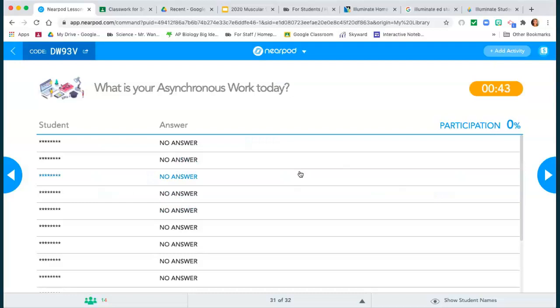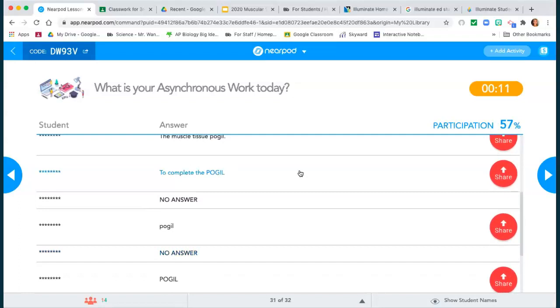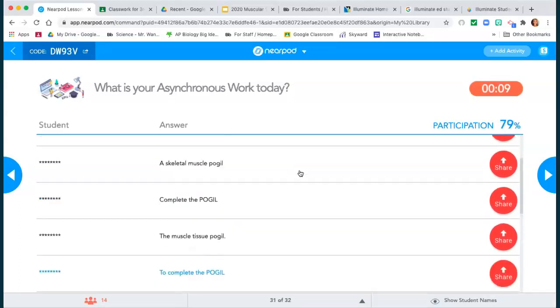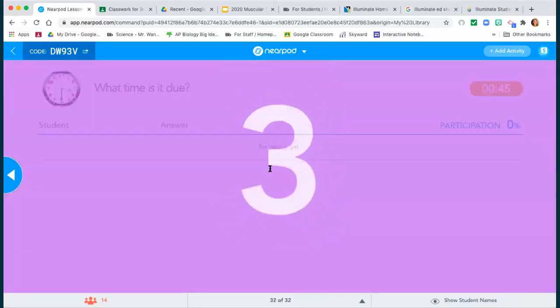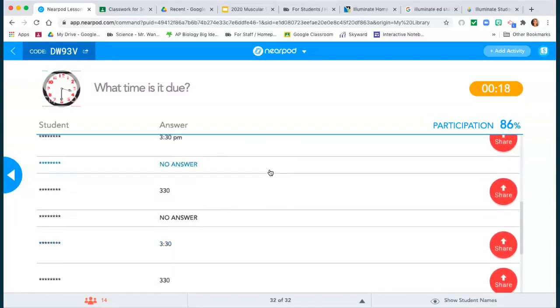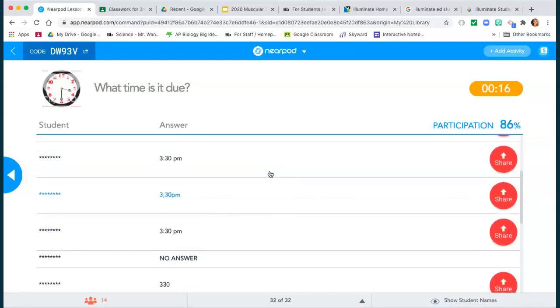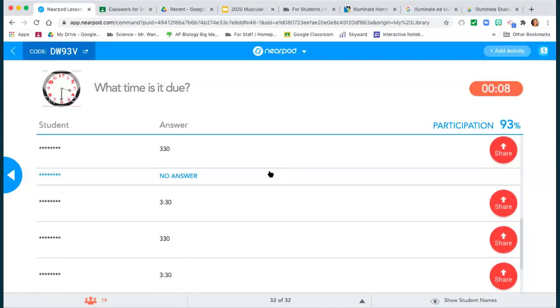What is your asynchronous work today? See, I always think that the assignment is obvious, so I'm just testing to see if I'm right. Am I reading you guys correctly? Okay, so we're going to complete the muscle contraction POGL by what time? So I'd like you to get it done so you can go to practice, so you can go to your job, so you can babysit, so you can do all the things that you want to do that happen outside of the school day. You should be able to get it all done.